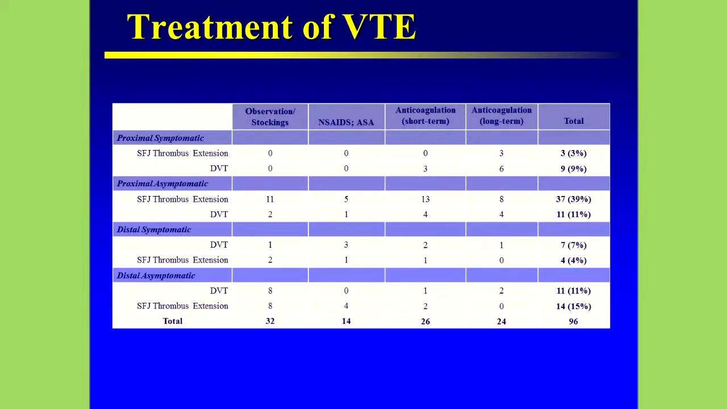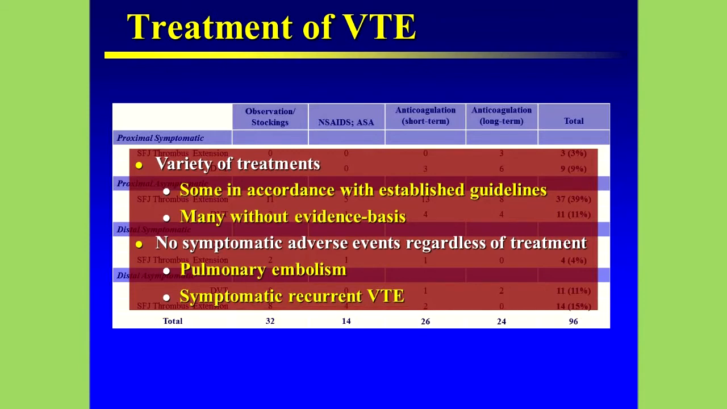Now, the next slide is kind of busy, but it's very interesting. Don't pay a lot of attention to all the numbers, but it separates these into proximal and distal thrombus and either symptomatic or asymptomatic. The important thing I want you to pay attention to is the ways these were treated. If you look at the bottom number, approximately equal numbers of patients were treated with observation alone, short-term or long-term anticoagulation, or aspirin. Many of these modalities were in accordance with established guidelines, but many more were not. There's really no evidence base for treating any of these thrombi with nonsteroidals other than on a symptomatic basis.